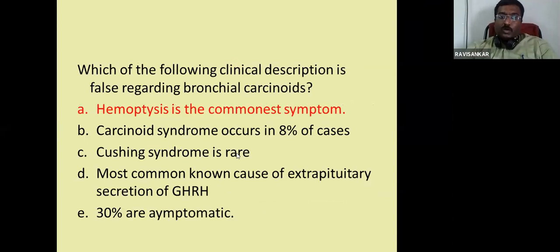So carcinoid syndrome occurring in 8% is correct. Cushing syndrome being rare is correct. Most common known cause of extrapituitary secretion of GHRH is correct. 30% being asymptomatic is correct. Hemoptysis as a common symptom, no. Okay.